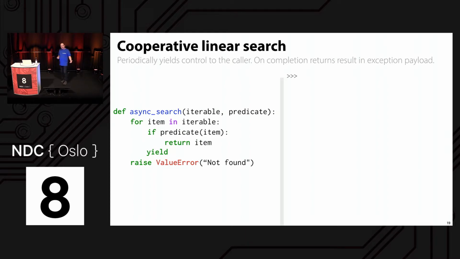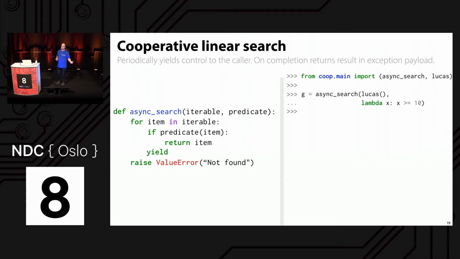So let's see how to use async_search. I'm going to import it and the Lucas generator. And I'm going to search again for the first Lucas number. And this time we're going to search for the first one that is greater than 10. Okay, so not with 10 digits, but actually just greater than 10. So what is G? Well, when we call it, we get not the result, we get a thing called a generator object. The generator object encapsulates the running state of this function.